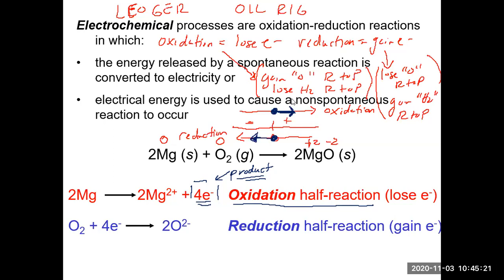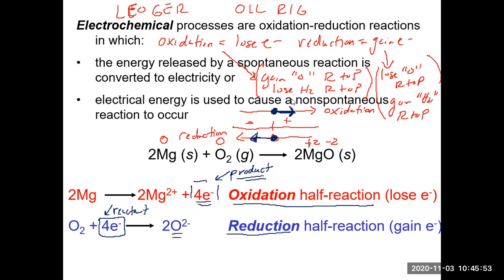And that is different than in a reduction half reaction. In a reduction half reaction, something is gaining electrons. And the oxygen here is going to gain those 4 electrons, and it's on the reactant side. So when you write a reduction half reaction, the electrons should always be on the reactant side like they're being gained. And here, each oxygen gains 2 electrons, and we get our oxygen with a -2 charge on the right-hand side.